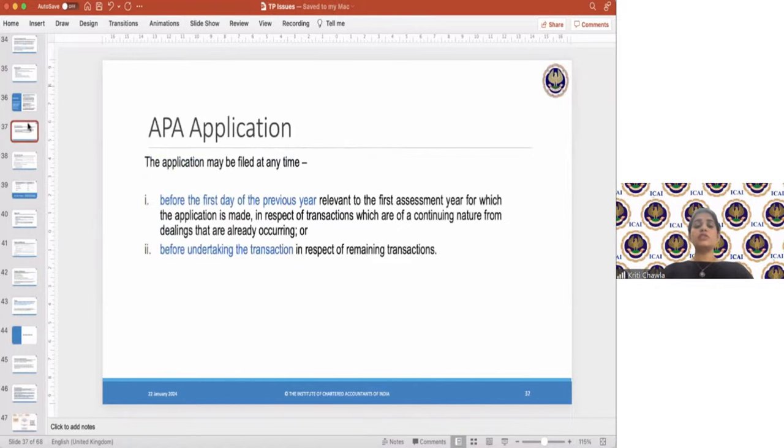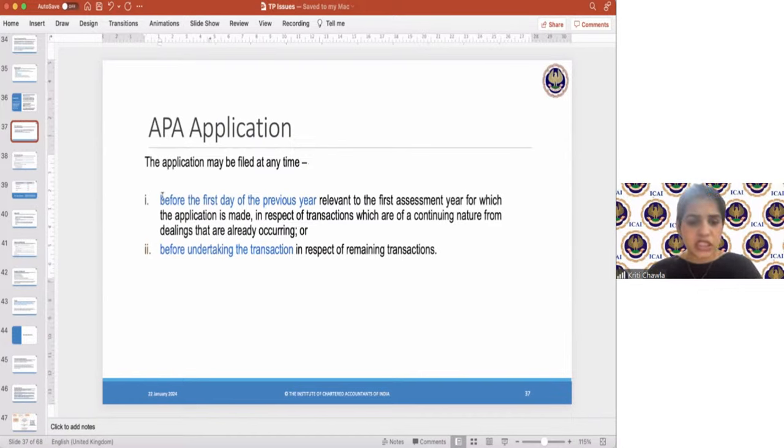Now, I was talking about the APA application. When can you make this application for APA? Well, I said that if your transaction is one which is running on a day-to-day basis, then you have to make sure that before the first day of the previous year, you apply for APA. Otherwise, if your transaction is something that you propose to undertake in the future, then before undertaking that transaction, you have to make an application for APA.